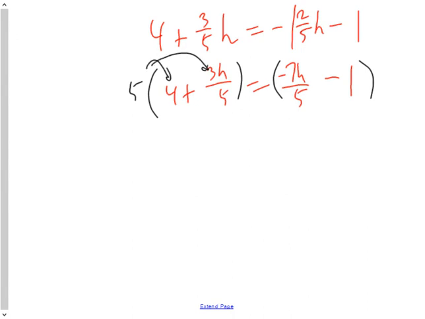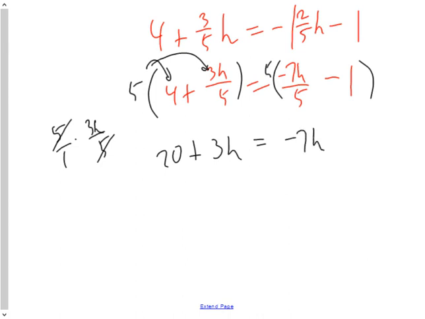Utilize the distributive property, I'm going to get 20, plus, I can just cross multiply in my head and get 3h, but if you couldn't, 5 over 1 multiplied by 3h over 5, you either got 15h over 5, which is still 3h, or you cross multiply, you got 3h, equals negative 7h minus 5. And you can do the same work there because you're just going to multiply each part here by 5. Now I have a negative 7h on the right. I have a positive 3h, so I'm going to get rid of that negative 7h by adding 7h to both sides.